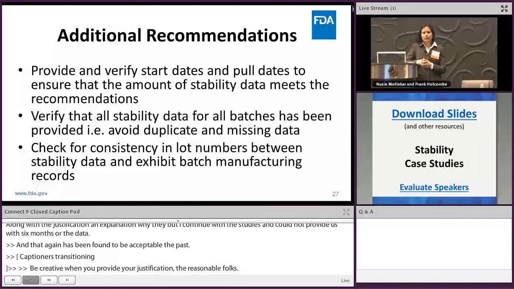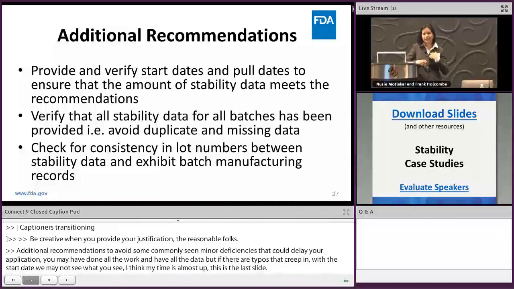So make sure you have the accurate dates so we can clearly see that you did meet the minimum 180-day requirement. Make sure you don't have duplicate data, and sometimes you have duplicate stability tables and then the main stability table is missing. Verify that every batch has been accounted for, all the batch numbers are there, and check for consistency between your exhibit batch manufacturing record and your stability data tables. I think different people or different departments are responsible for each of these sections. Just talk to each other and make sure there's consistency in all the dates.